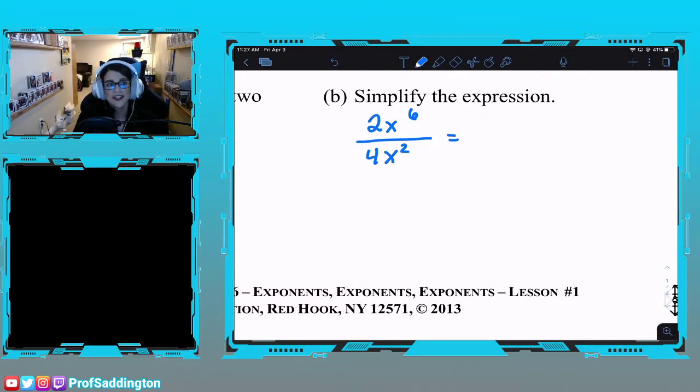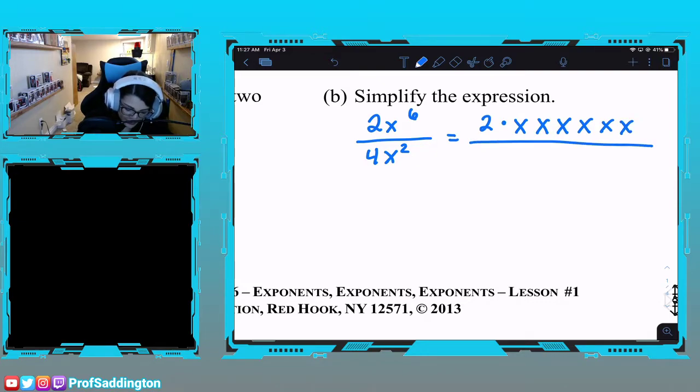Now with dividing, a lot of you found it really helpful if you expanded out those numerators. So we have 2 times, and if I have x to the 6th, that means I have 6 of them. So I have 1, 2, 3, 4, 5, 6. And then on the bottom, 4 can be broken up into 2 times 2. And then x squared means I have an x and an x.